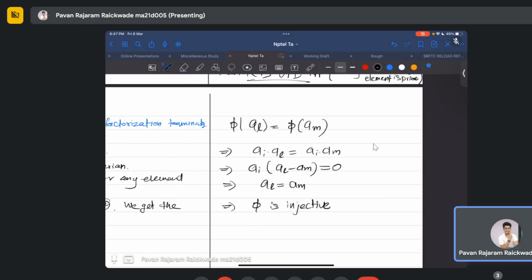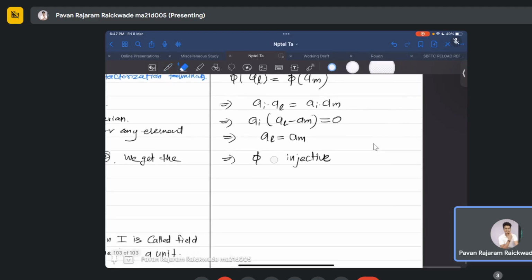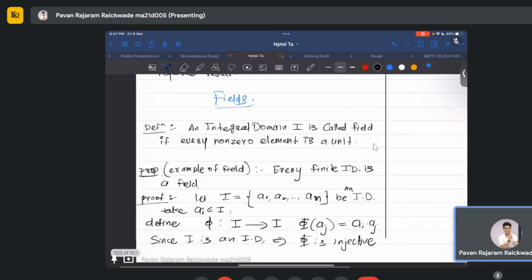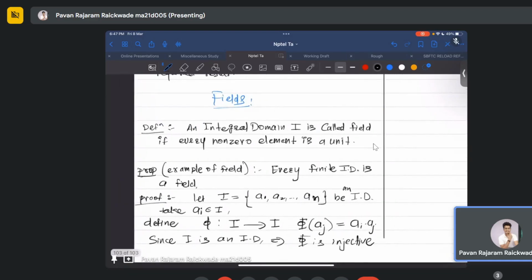Now you have a map from a finite set to a finite set which is injective. This will imply the map is also surjective, right? For a finite set, injectivity is the same as surjectivity. Surjective and injective is called bijective, right? So what do you have? You have a bijective map phi from I to I, right?